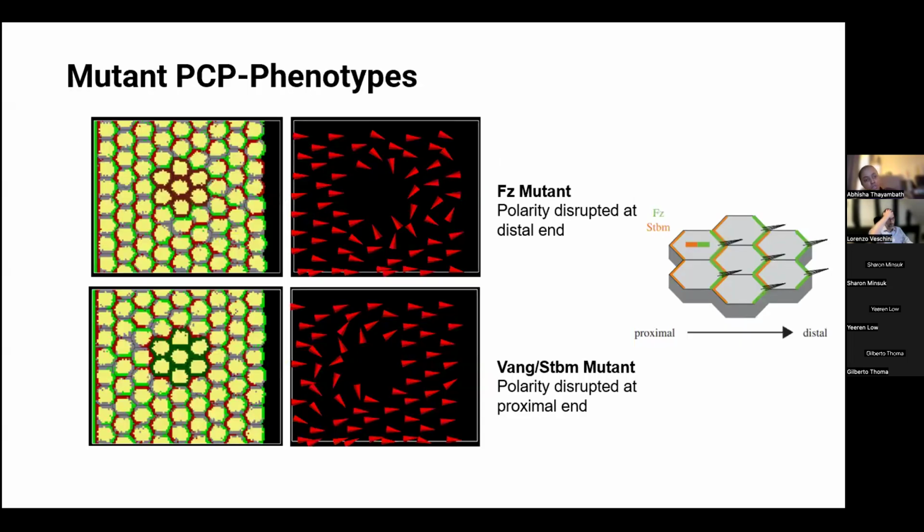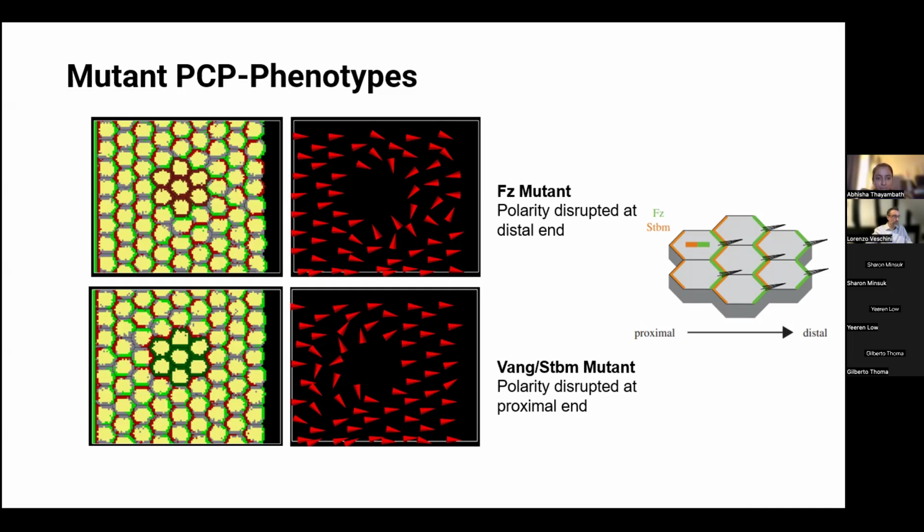So we could also generate the mutant PCP phenotypes using our model. A frizzled mutant phenotype is observed when you disturb the frizzled compartment here. We see that polarity is disrupted at the distal end of the tissue when you introduce a frizzled mutant. And if you introduce a Van Gogh mutant, polarity is disrupted at the proximal end, which is similar to what you see in experiments.